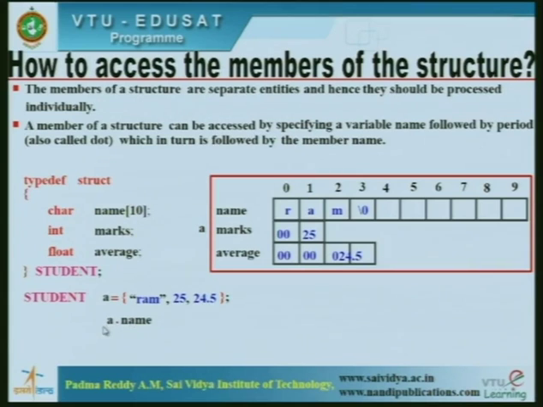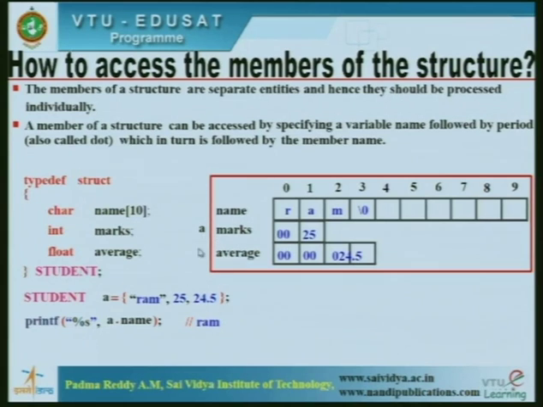Now, tell me, when I say A dot name, what is there in A dot name here? RAM is there. I want to display the string RAM onto the screen. So, for that, what do we do here? We write printf %s. What does this %s stand for? It is a format specifier for displaying a string. So, when I say A dot name, tell me what is the output I get here? RAM.